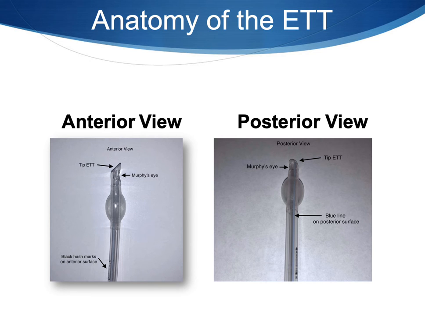So just picture yourself at the head of the bed, looking down on your patient, and as you're looking at the anterior view, you should see black hash marks. That tells you exactly the depth of the endotracheal tube, and that is found on the anterior side. Compared to the other photo, which is the posterior view, there you're going to find a blue line. And if you see the blue line, then that means that endotracheal tube has turned upside down. Why this is important is because, as you can tell on the posterior view, when the endotracheal tube is turned upside down, the Murphy's eye is now pointing to the left lung, not the right.